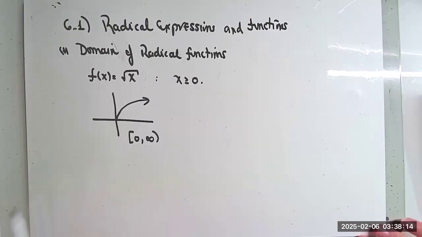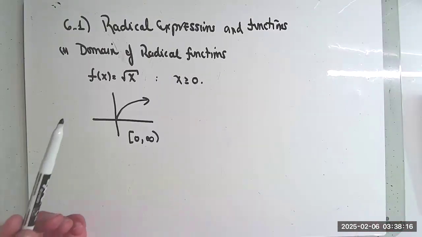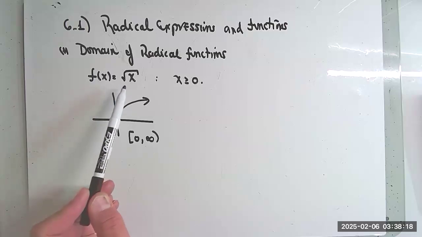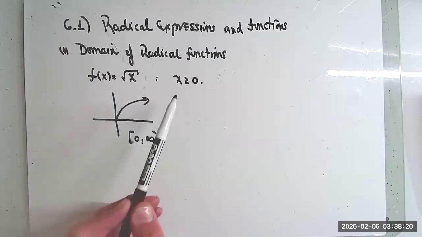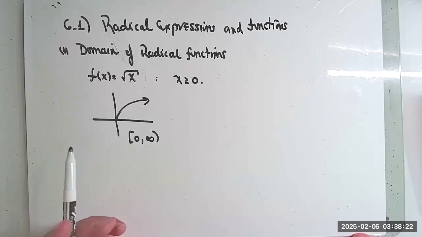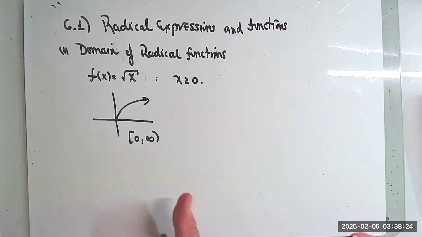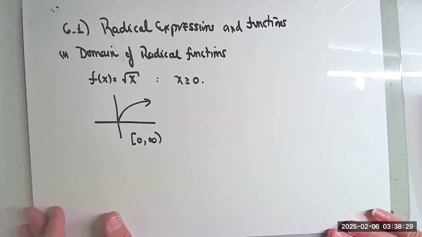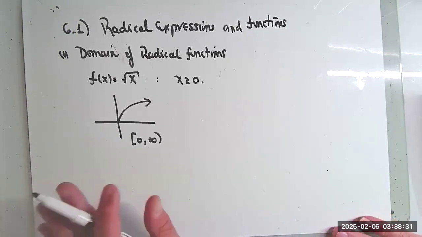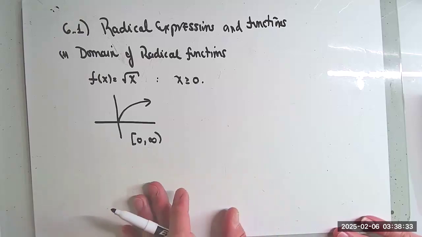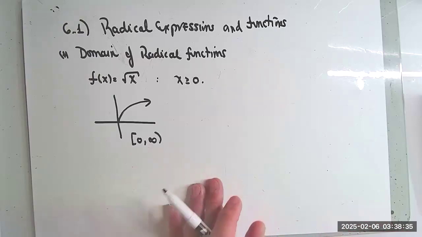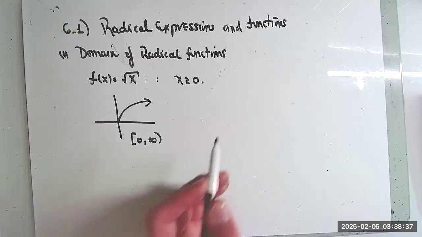How do we find the domain of radical functions? Well, let's always recall that we can always find the square root of non-negative numbers in the real world. Later on, we'll find a way to find the square root of negative numbers. But for now, in the real world, we cannot find the square root of a negative number.